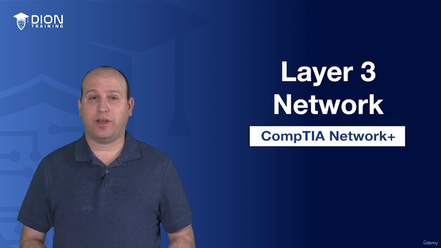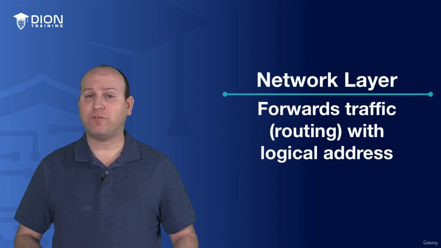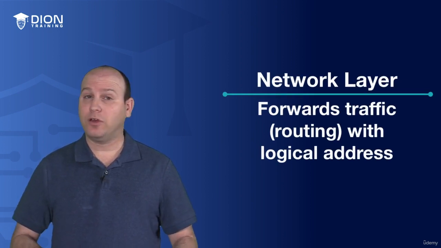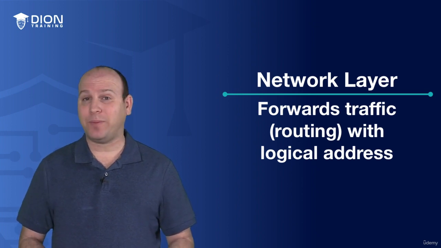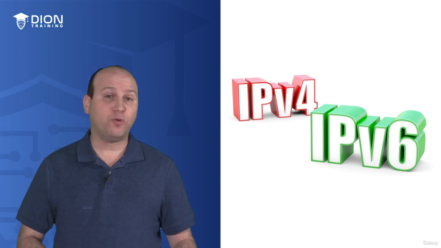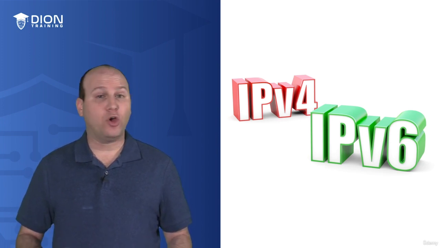Now that we're at the network layer, we're concerned with routing. Layer 3 is all about how we're going to forward traffic, which we refer to as routing, using logical addresses. For example, your computer has an IP address, and that IP address is either going to be an IP version 4 or an IP version 6 address, or both.